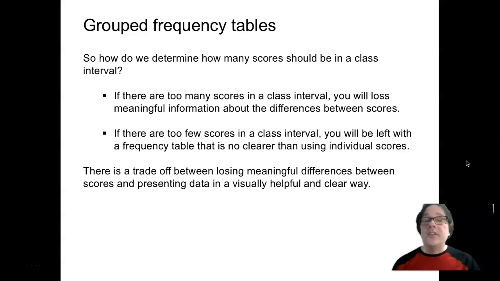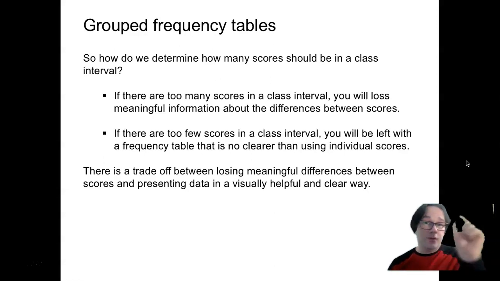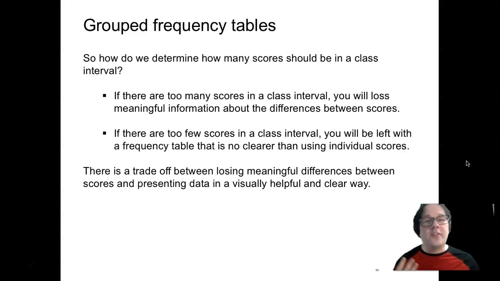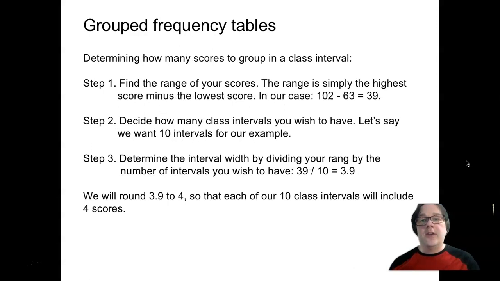On the flip side of that is that if our intervals have too few scores, if we only want to have 2 scores in each group, then we kind of miss the point. We kind of miss the point of making these intervals to begin with, right? So there's kind of a trade-off about losing valuable differences between our scores, and on the other hand, presenting our data in a way that is visually helpful, and that is clear and easy to understand, right?